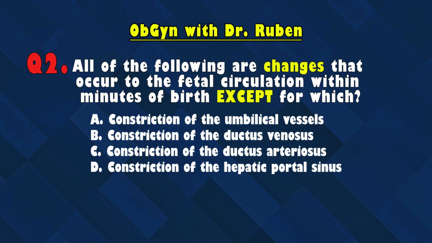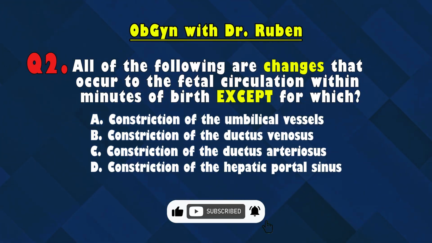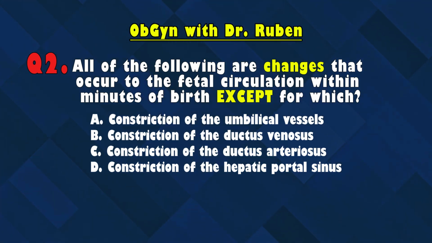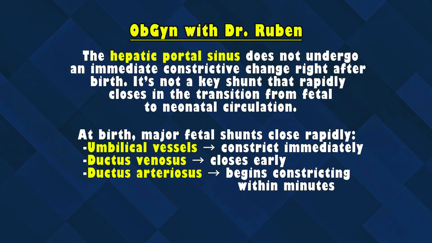All of the following are changes that occur to the fetal circulation within minutes of birth, except for which? The answer is D, constriction of the hepatic portal sinus. The hepatic portal sinus does not undergo an immediate constrictive change right after birth. It's not a key shunt that rapidly closes in the transition from fetal to neonatal circulation.